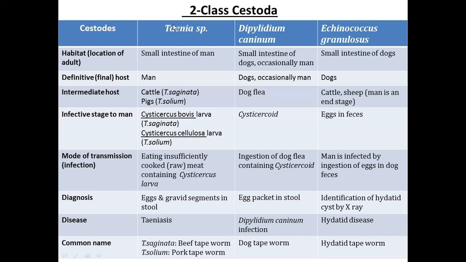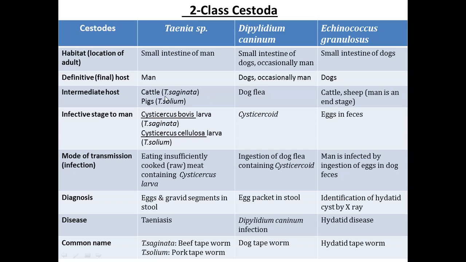Okay. As we said before, we are going to start with the definitive or the final host. The definitive host in case of Taenia species is man. In case of Dipylidium caninum, the definitive host is dogs and occasionally man, أحيانا بيبقى الإنسان. In the case of Echinococcus granulosus, the definitive host is dogs.